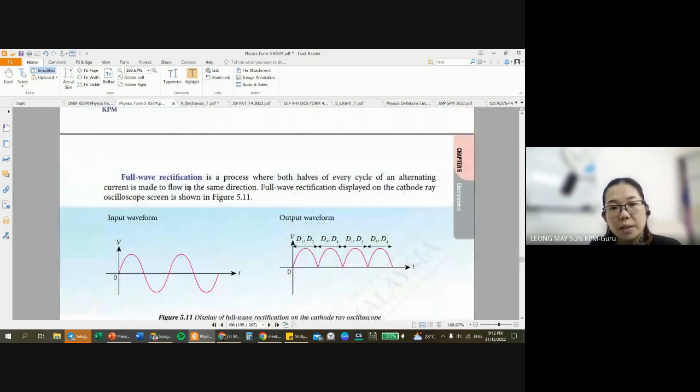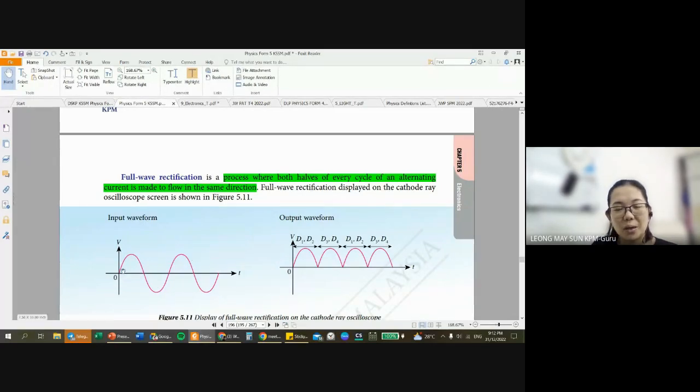So a full wave rectification, in terms of definition, is a process where both halves of the cycle of the alternating current are made to flow in the same direction. So the input looks like a sinusoidal graph, isn't it?